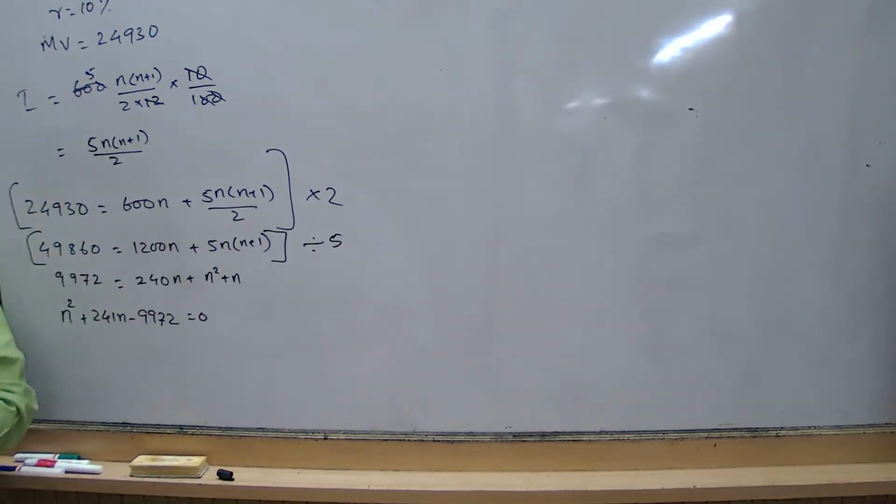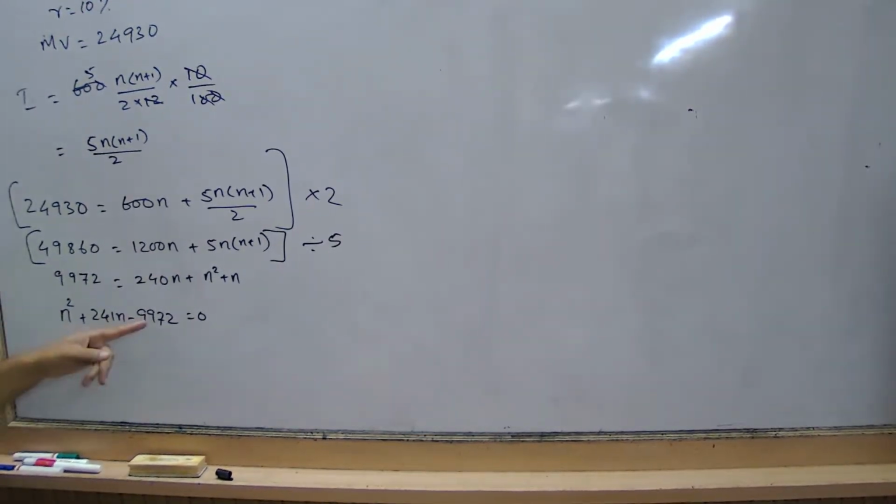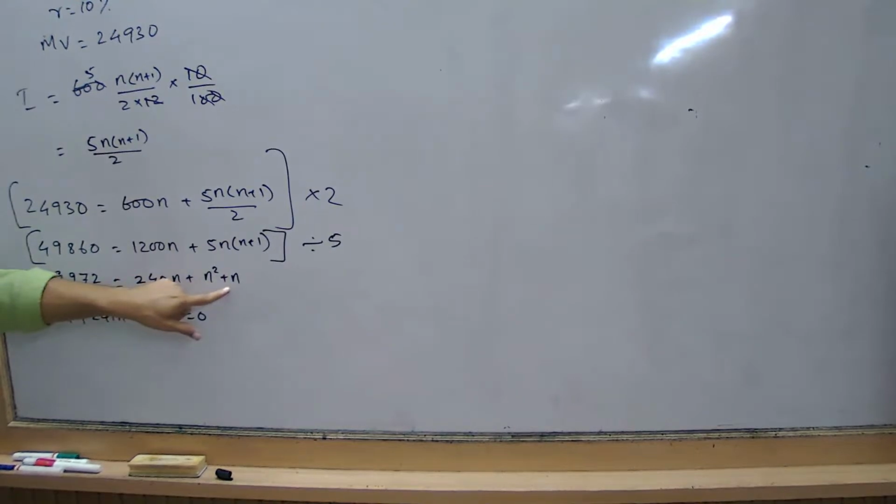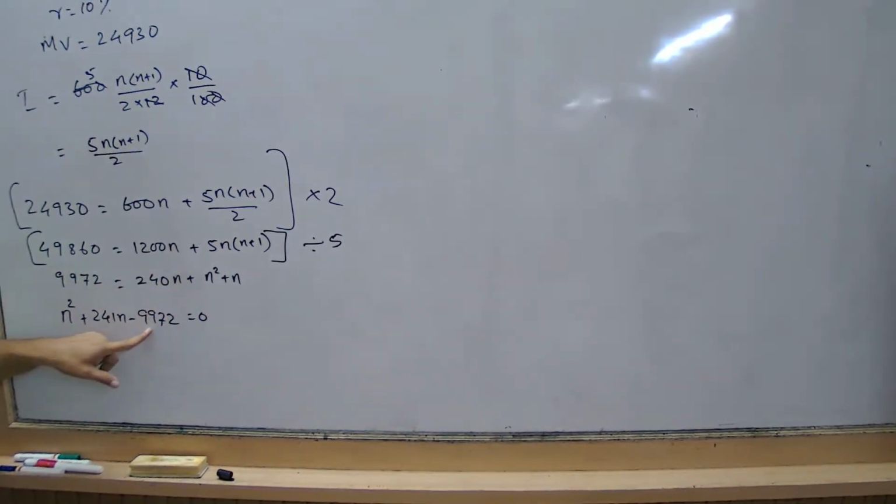Left out is n into n plus 1. N into n plus 1 is n square plus n. Then this is added: 240 plus 1 is 241n. Okay, have you followed now? This much all of you followed?